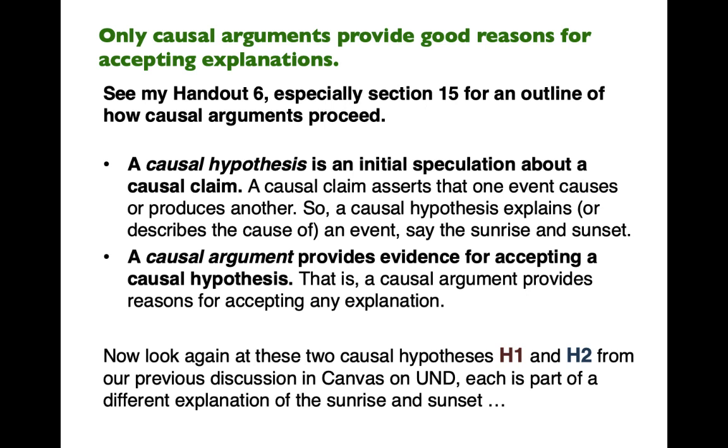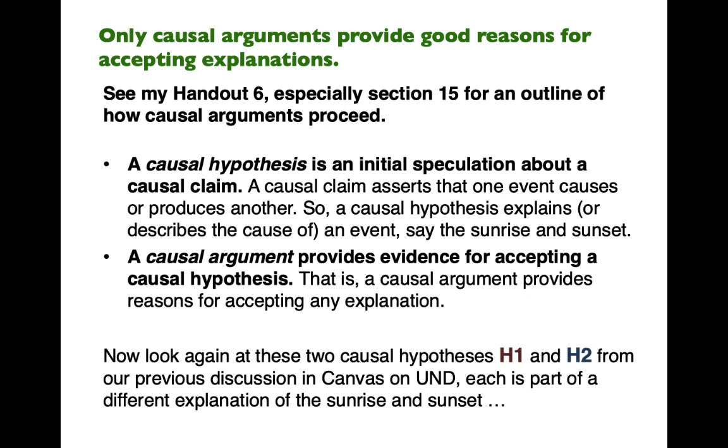So a causal hypothesis explains or describes the cause of an event, say the sunrise and sunset. A causal argument provides evidence for accepting a causal hypothesis. A causal argument provides reasons for accepting, believing, an explanation. So it's an argument about what causes something. That is, a causal argument provides reasons for accepting any explanation.